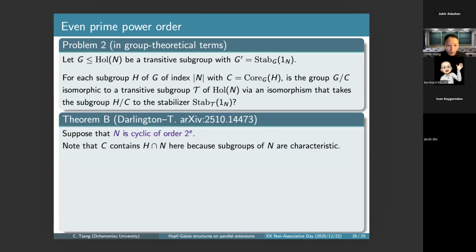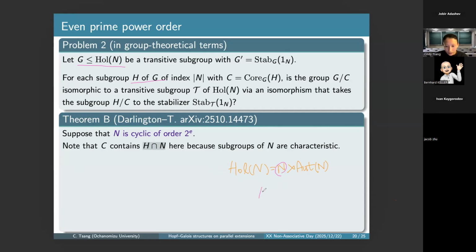In the even power case, when n is cyclic of order a power of 2, we have to break it down into different cases. We look at H, which is the same H up here. This is a subgroup of G, which is a subgroup of the holomorph. The holomorph of n was the semi-direct product of n with Aut(n). So now G is in the holomorph of n, and H is a subgroup of G. So H lies in here, and we're taking the intersection of H with this copy of n in here.